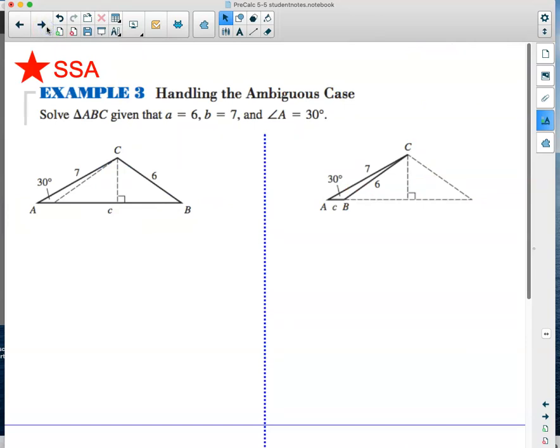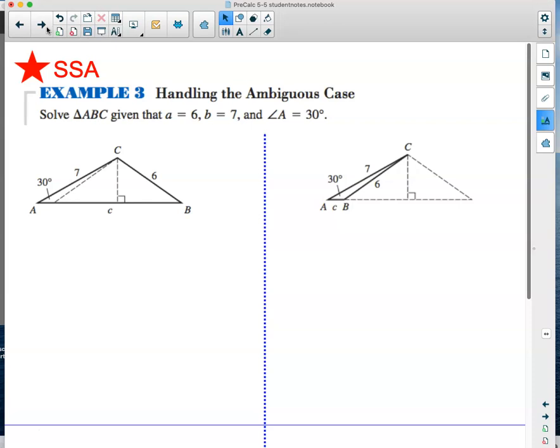Now, I was hoping we could get through this one. Maybe we can get through at least part of it. So this one is handling the ambiguous case again of side-side-angle. That's where we spend most of our time because that's where most of the math comes from. Solve triangle ABC given that little a is 6, little b is 7, and the measure of angle A is 30 degrees, which is actually a special one since we know about 30-60-90s.